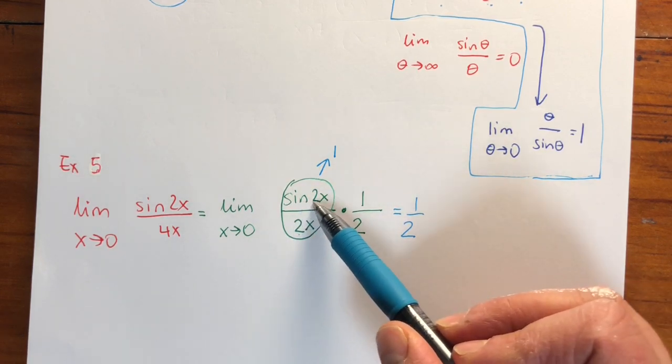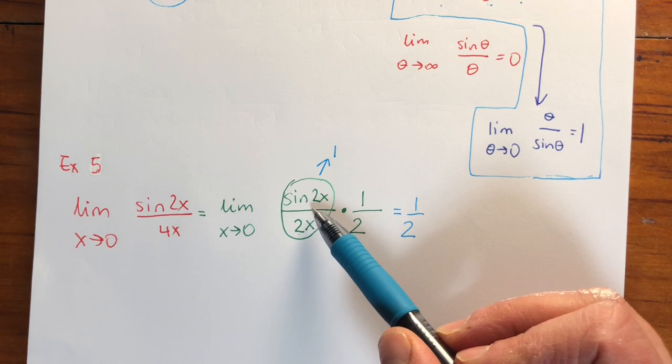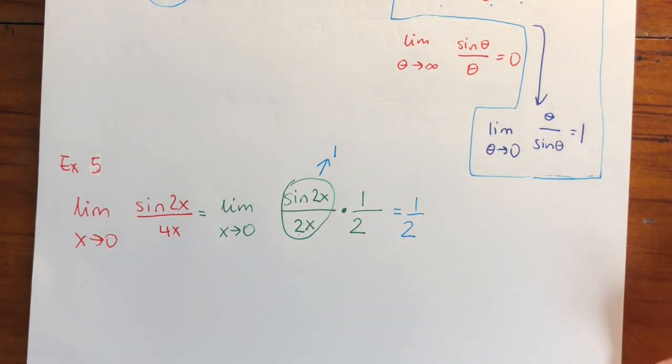There are different methods on how to solve examples like this. You know that sine of 2x is 2 sine of x cosine of x. So you could play with that as well, but this is a very common way, and this is a good one.